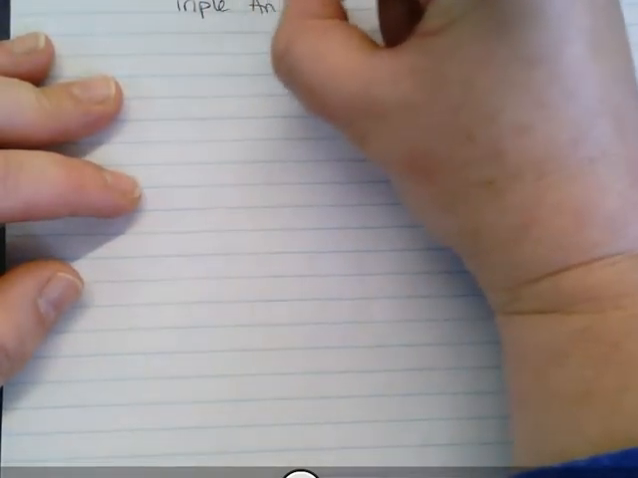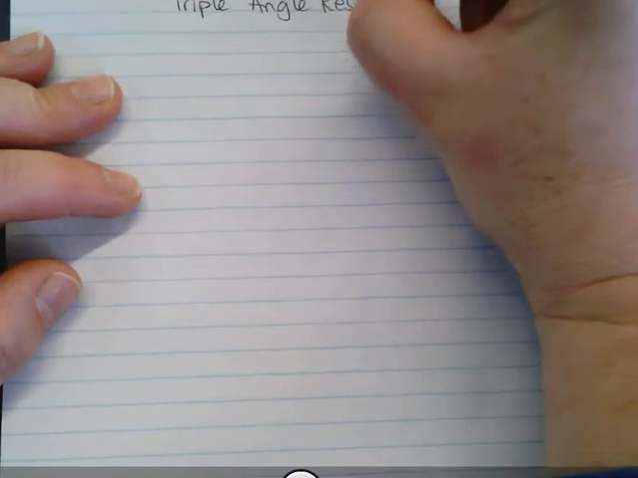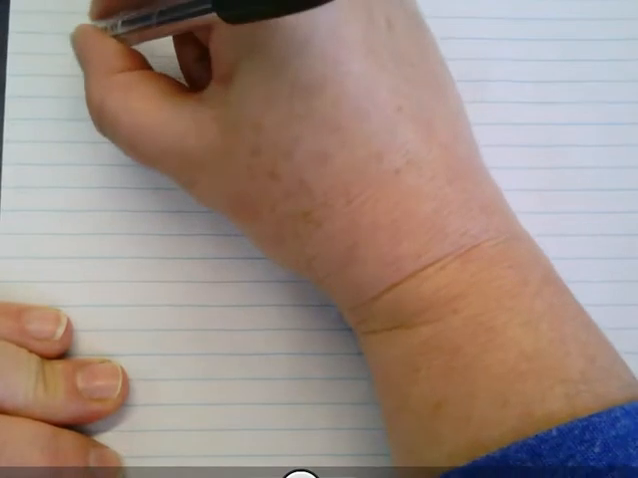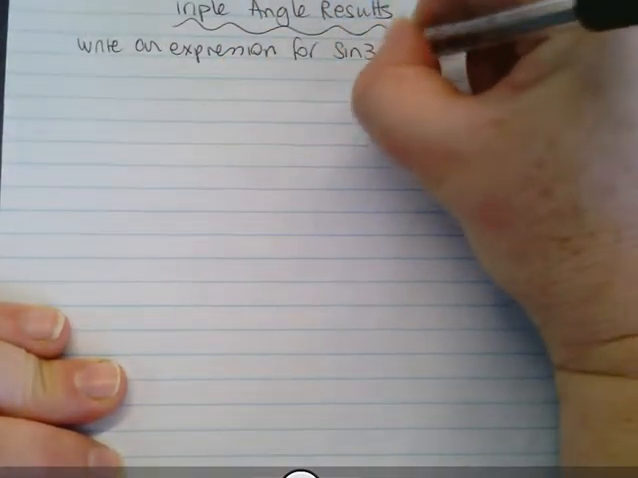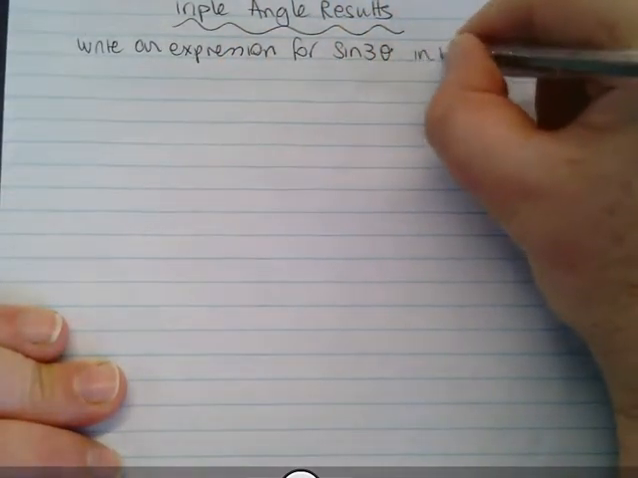Just going to look at triple angles here. Triple angle results are not given to you. You have to be able to derive them. They are not on the formula sheet. So we're going to write an expression for sine 3 theta, cos 3 theta, tan 3 theta in terms of theta. In other words, you're not allowed to have any double angles or whatever in your expression.